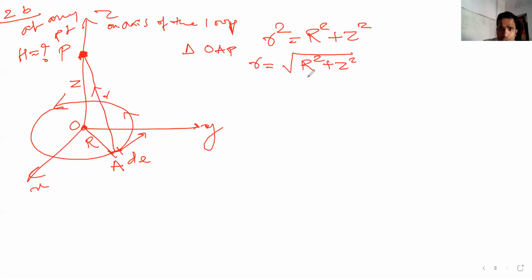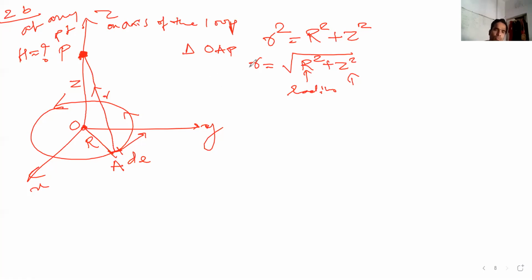Capital R is the radius of the loop. Z is the distance from the origin, the distance of the point at which we wish to find H. All this data they give in the numerical. They will give you the radius of the loop and the distance at which you wish to find. You are supposed to find the H. Okay. So you will get small r.